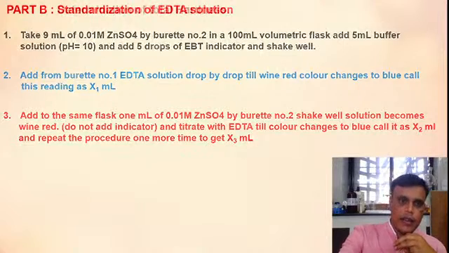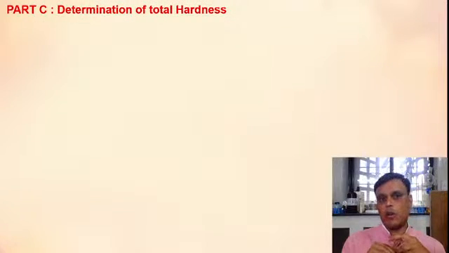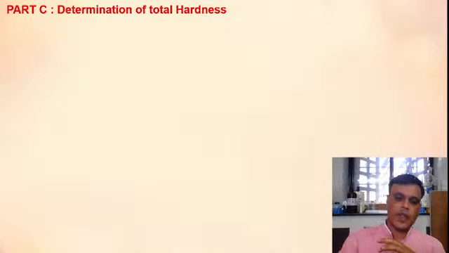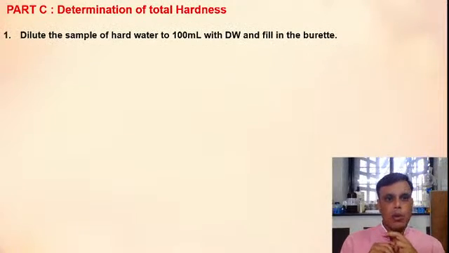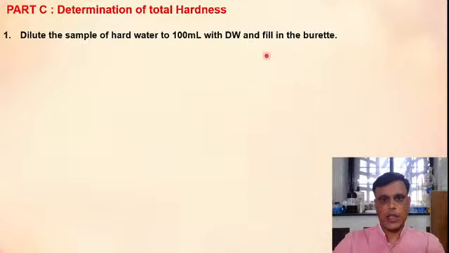Then the next part is determination of total hardness. This is your part C. What to do in it? Dilute the sample of hard water to 100 ml with DW, that means distilled water, and fill in the burette.